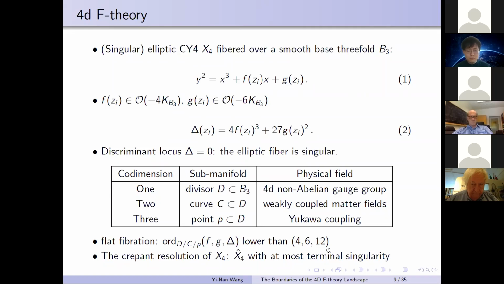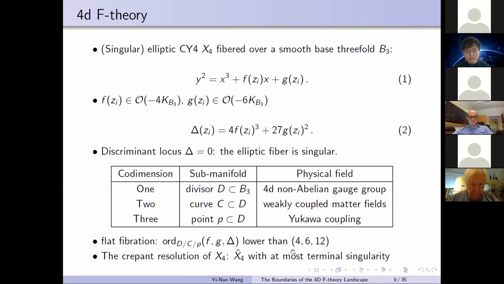Finally, I'm going to point out that later when we talk about topological quantities, like Hodge numbers of the Calabi-Yau fourfold, we are always actually referring to the crepant resolution of X4, which is denoted by X4 hat. So after the crepant resolution of this singular Weierstrass model, basically, you end up with this X4 hat with at most terminal singularity. Okay.